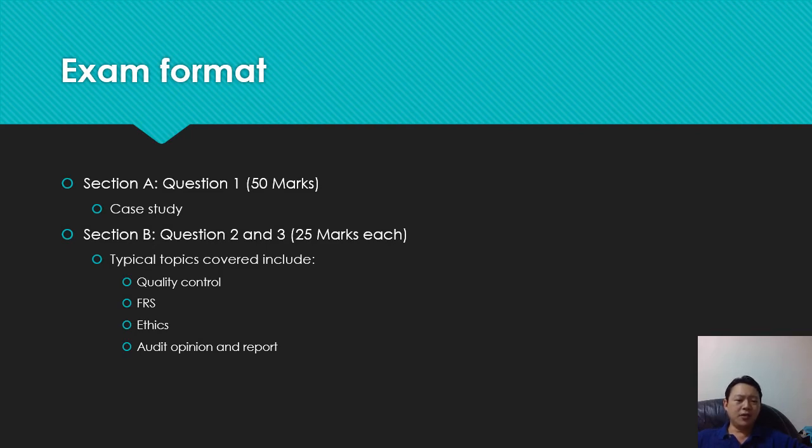The topics that will tend to be tested in questions 2 and 3 will usually be things like quality control, the FRS, ethics, and especially the audit opinion and report. Now you may see some other topics as well in section B.